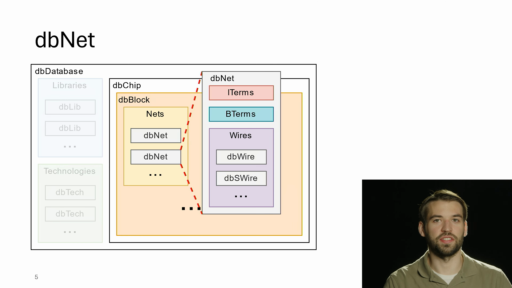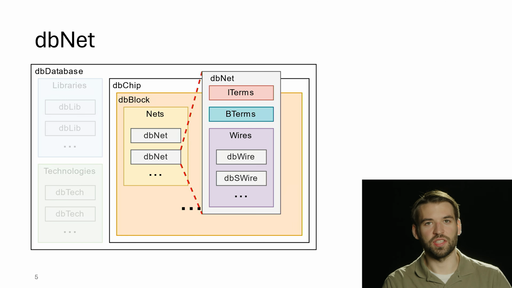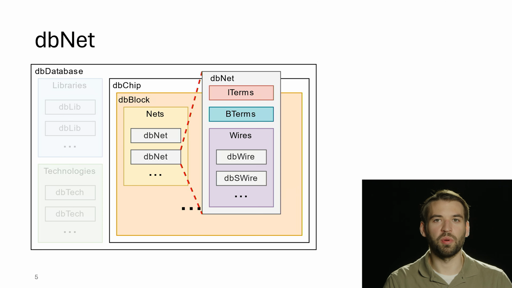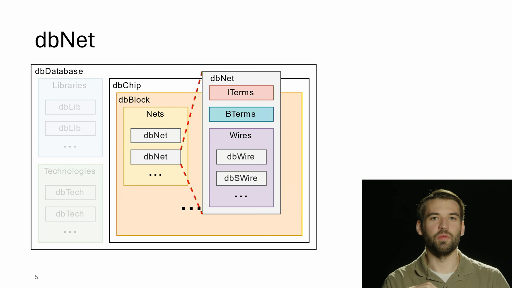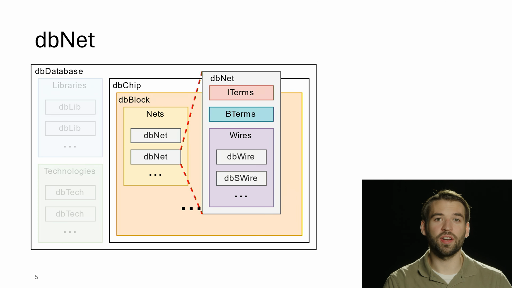There are two main classes here, DB wire and DB S wire. DB wire is for normal wires, which are used to route digital signals. And the DB S wire is used for so-called special wires, which are essentially just any wire or net which is not routed by the digital routing tool. So this will commonly include power and ground wires for delivering power to instances. DB wire and DB S wire are fairly similar, so I'll discuss just DB wire here.